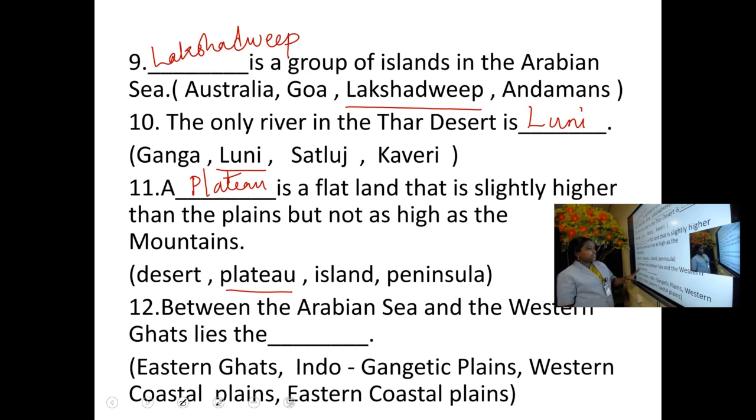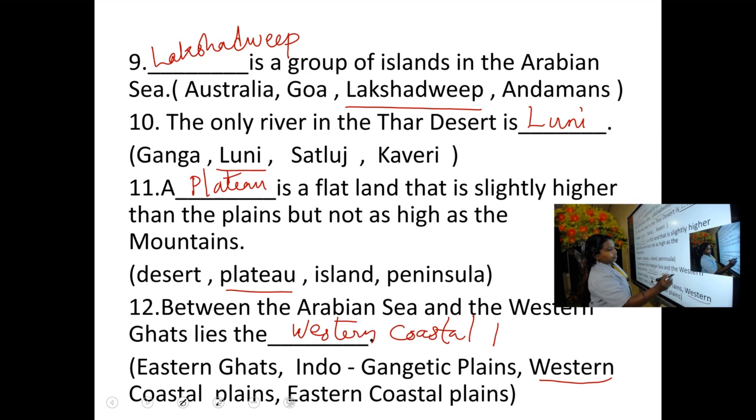Now, the 12th one, between the Arabian Sea and the Western Ghats lies the dash. Eastern Ghats, Indo-Gangetic Plains, Western Coastal Plains, Eastern Coastal Plains. The answer is Western Coastal Plains. The Western Coastal Plains lie between the Arabian Sea and the Western Ghats.